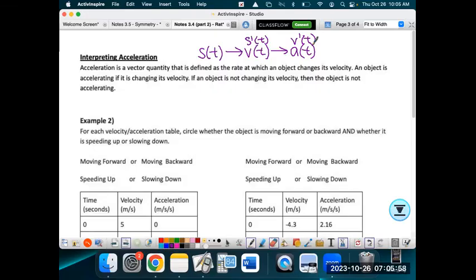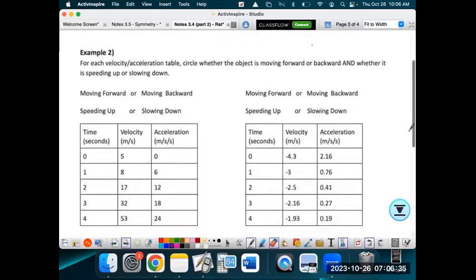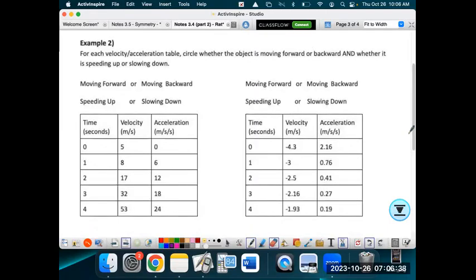So in example 2, it says for each velocity acceleration table, circle whether the object is moving forward or backward and whether it is speeding up or slowing down. I want you to do this by just looking at the velocity columns. We're going to make an observation with acceleration afterwards. And remember, we determine if the object is moving forward or moving backward by if the velocity is positive or negative. And then speeding up or slowing down, just look at the relationship of those velocities. Is it getting further away from 0 or is it getting closer to a velocity of 0? So pause the video and I would like you to try all 4 of these.